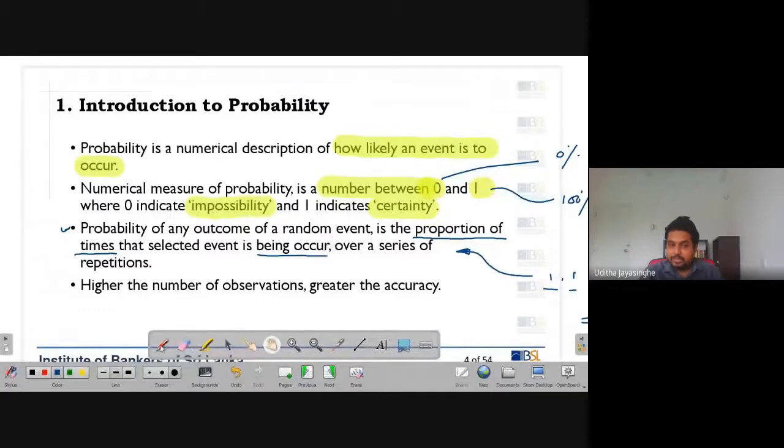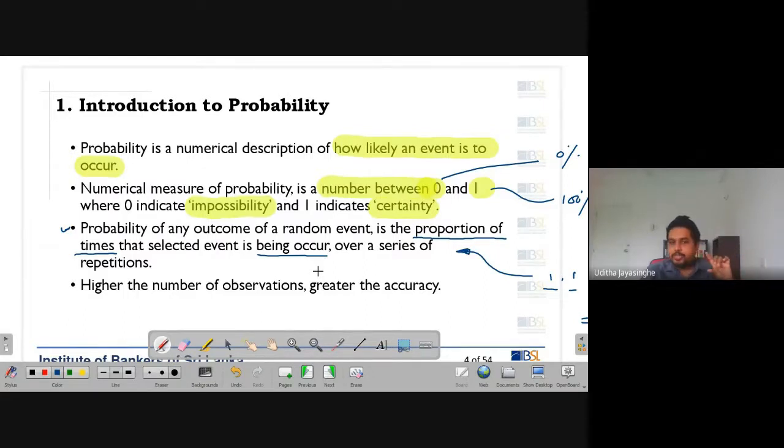Look at the last point. That's also very important. Higher the number of observations, greater the accuracy. Now, if you take the stock example, I would say, okay, first day it went up, fine, happy. Second day also it went up, happy. Now, if you stop your tests over there, what's the answer? 2 divided by 2. It's 100%. 2 divided by 2, 100%.